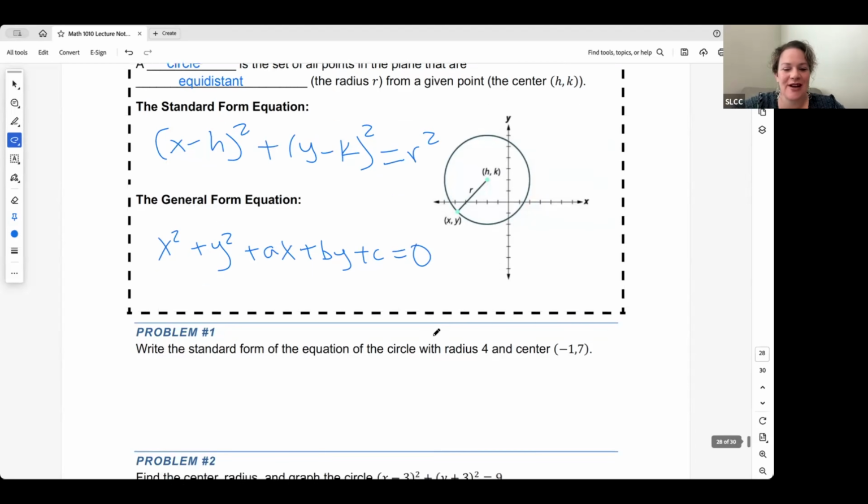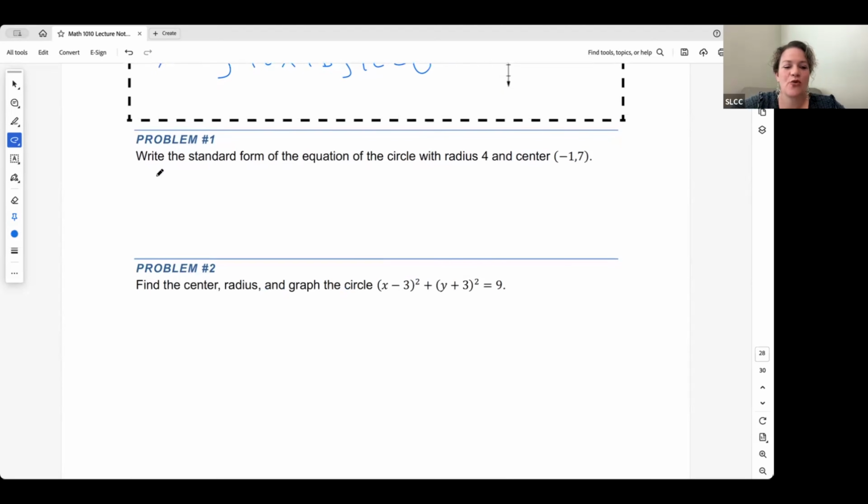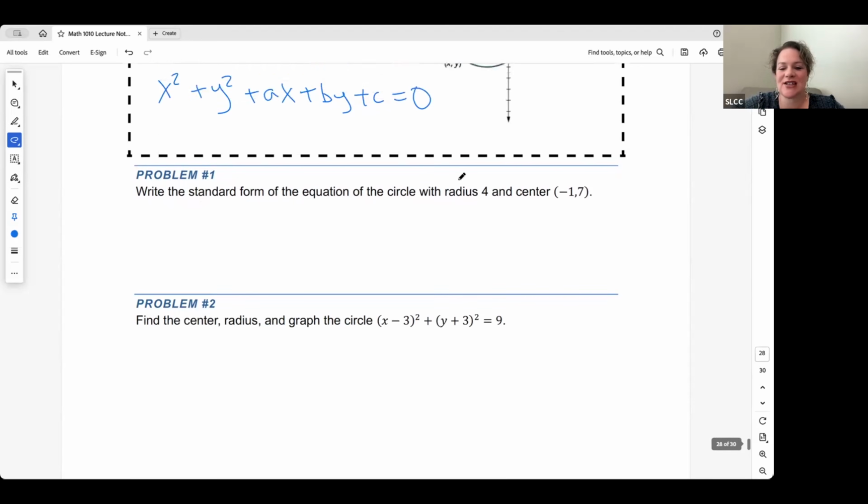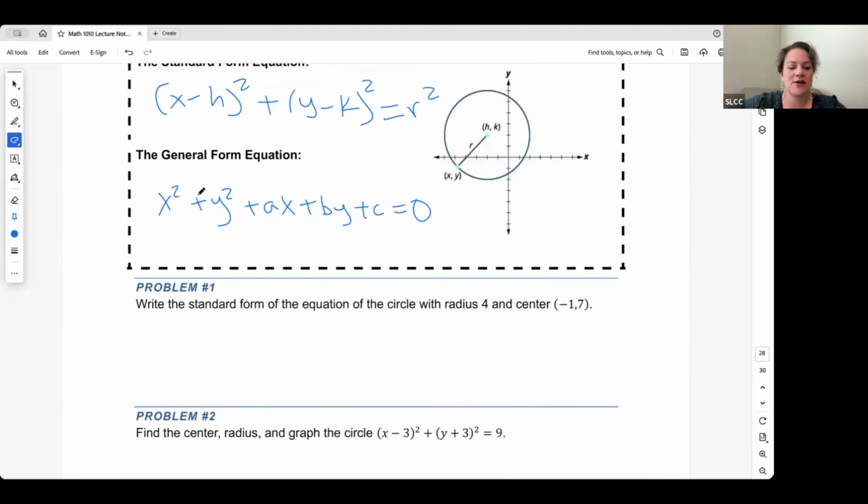Let's look and see in problem 1 and problem 2. Problem 1, write the standard form of the equation of the circle with radius 4 and center (-1, 7). So we come to our standard form. We know it's x minus whatever the x value is of the center, which is -1. So here's where you'd put minus a negative, which would be plus. So (x plus 1) squared plus (y minus k), which would be 7, quantity squared, and equals r squared. So the radius is 4, so 4 squared would be 16. That's it. You just plug into those spots in the template.